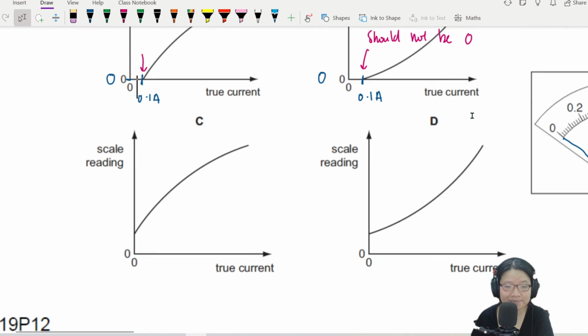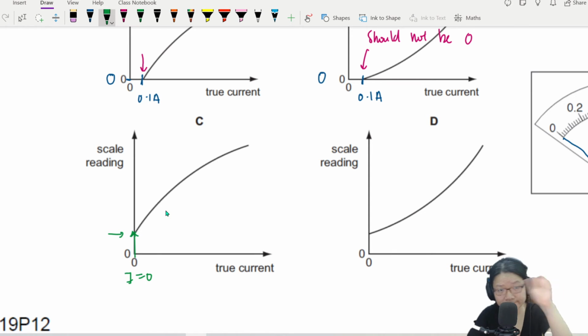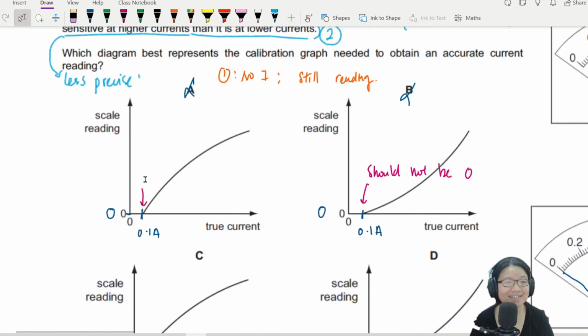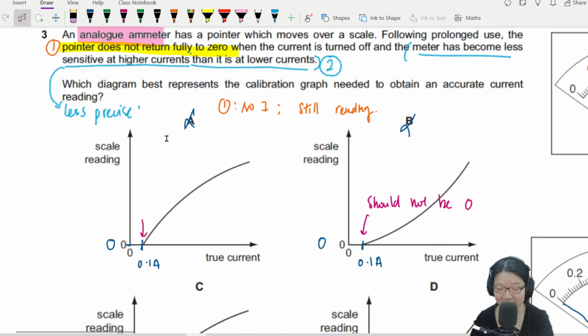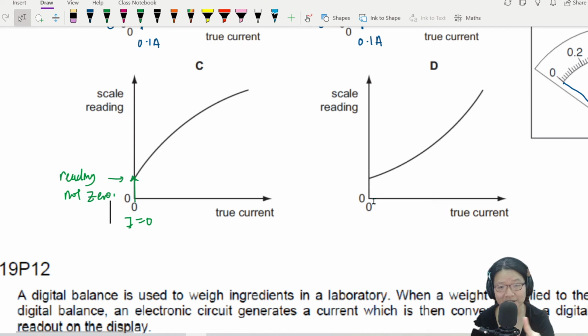Okay, next. So now we got these two beautiful graphs. When the true current is 0, so at this point, my true current is 0, I equal to 0, but the scale reading is not 0. This is what we want. It says here, no current, still got reading. No current, still got reading. This also, no current, still got reading. So this is issue 1 settled.